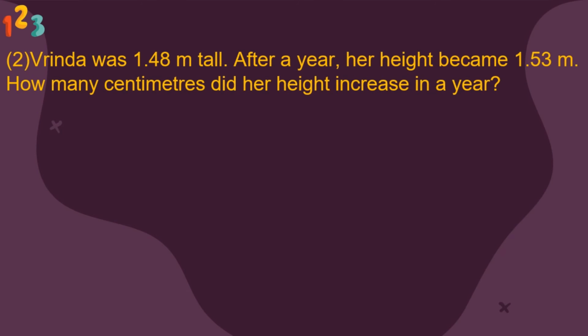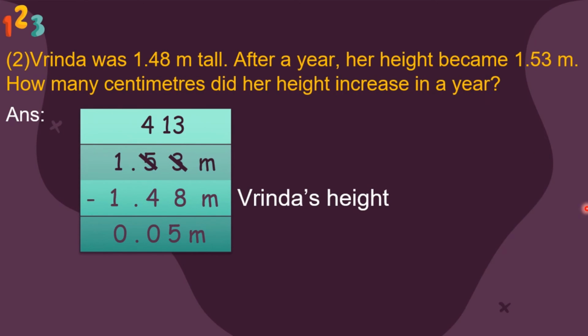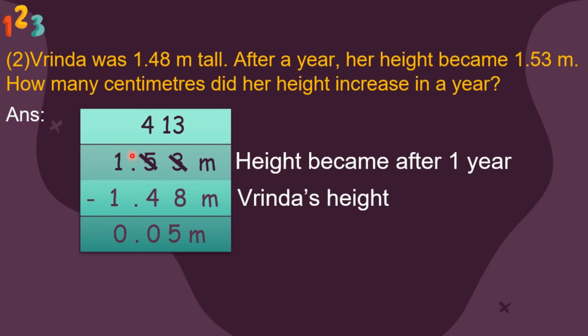Next question is, Brinda was 1.48 meter tall. After a year, her height became 1.53 meter. How many centimeters did her height increase in a year? So first, we write Brinda's height. Today's height is 1.48 meter and her height became 1.53 meter after 1 year.